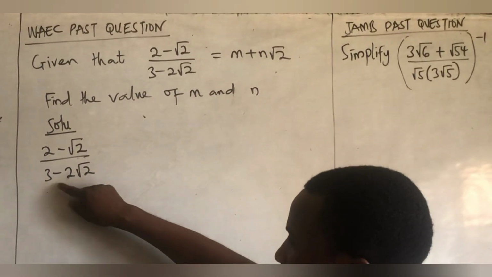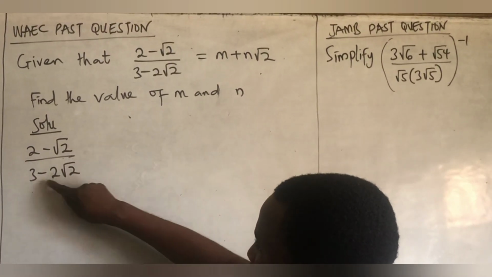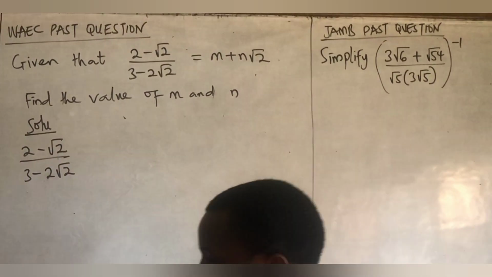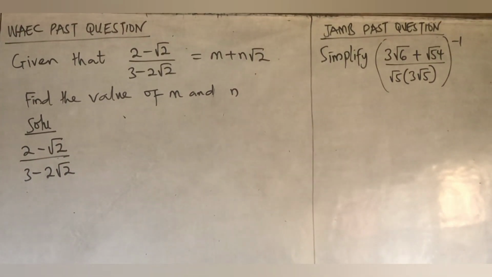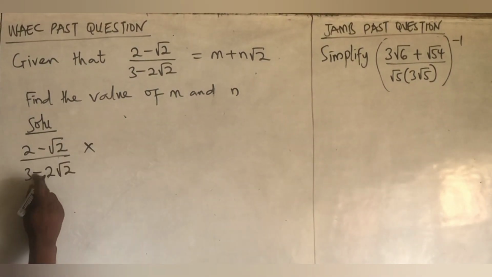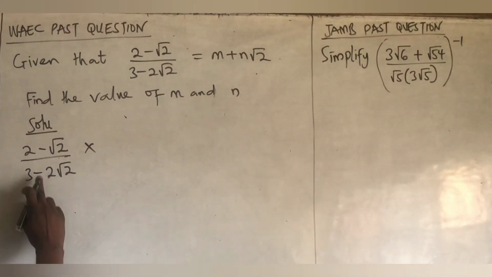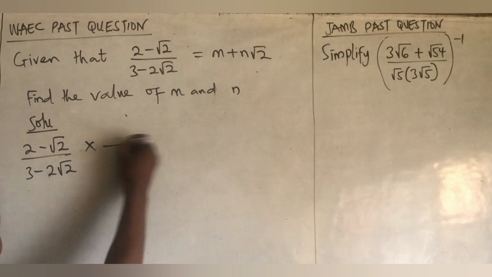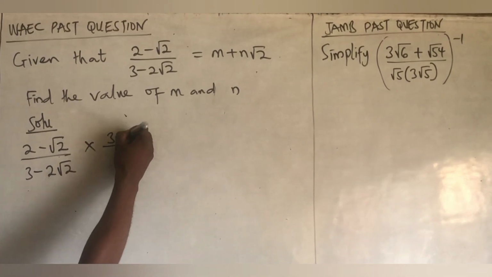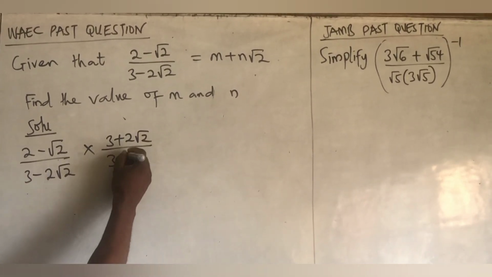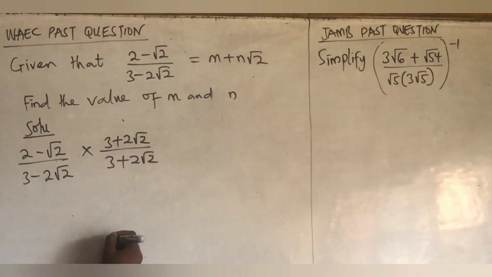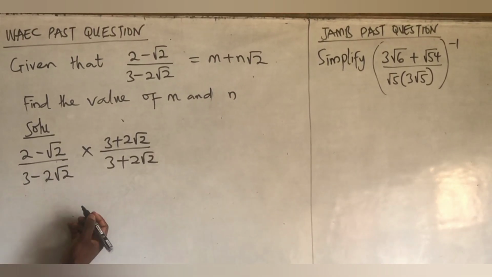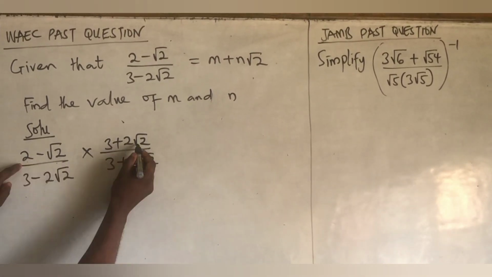And this is the problem now. What do you do whenever you have this, a denominator having a surd form? What do we say? You have to rationalize. And to rationalize, there's a sign here. You take the conjugate. The conjugate is going to be plus of this. So you create a fraction. You have 3 plus 2 root 2 over 3 plus 2 root 2. So what do you do? You multiply.